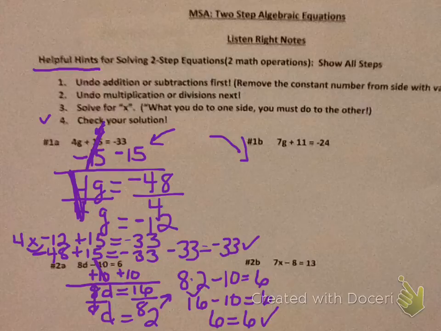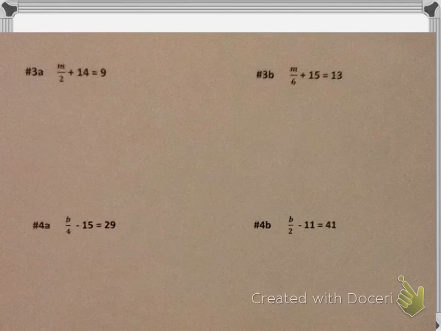So pause your video again and work through example 2B, or not 2B. That is the question. All right, we are continuing on with example 3A, and in this equation we have m divided by 2 plus 14 equals 9.